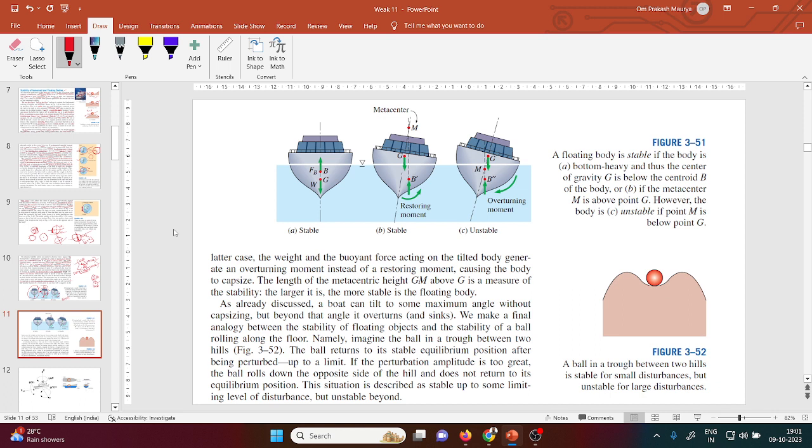Now the same thing is here. Here it is clearly visible. The metacenter is below, right? So if it is below, your moment is in this direction, so your body will be in an unstable condition.